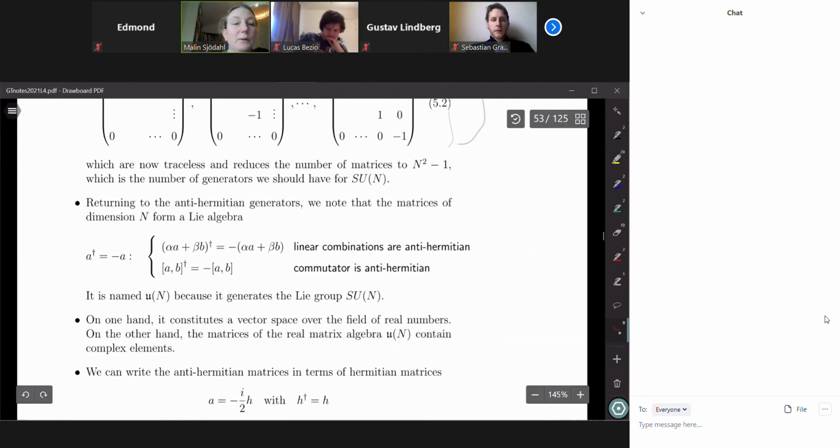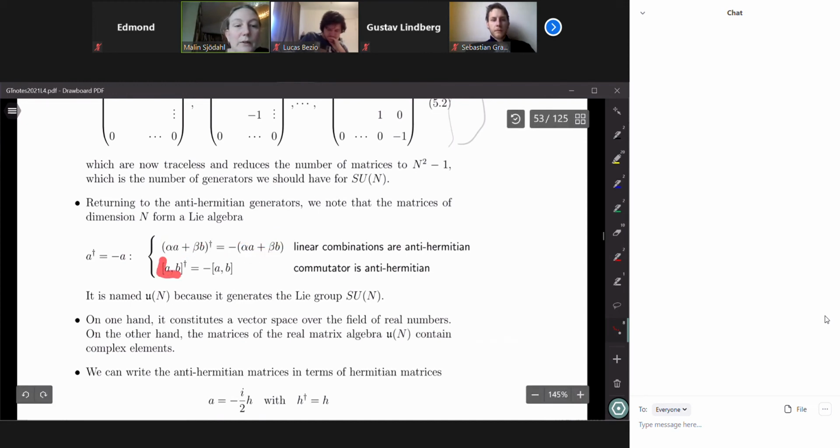Then if we form a linear combination of matrices A and B with this property and take the dagger of that, since A goes to minus A and B goes to minus B, clearly the linear combination is also anti-Hermitian, so one box ticked.